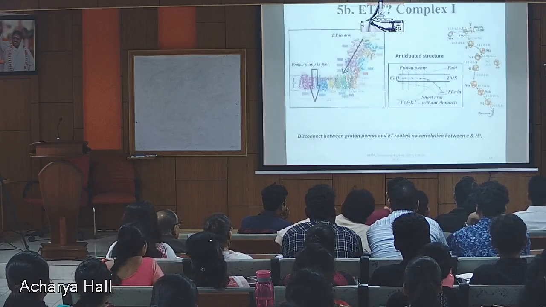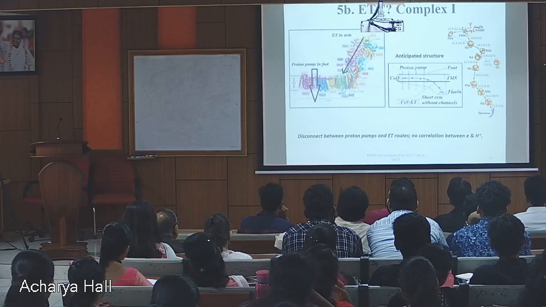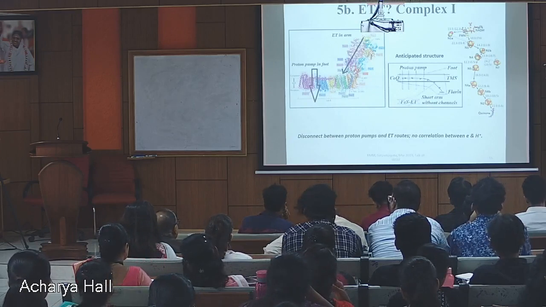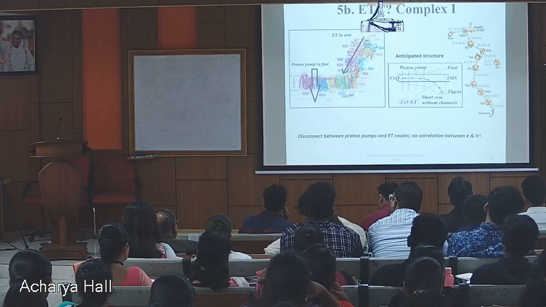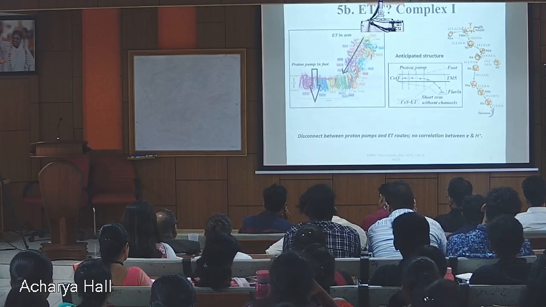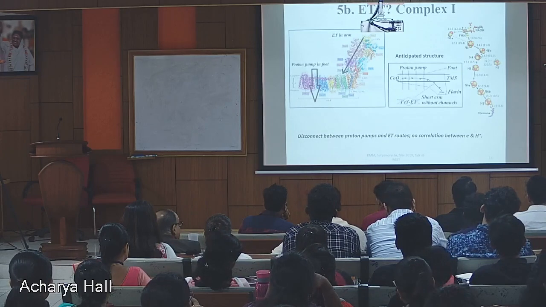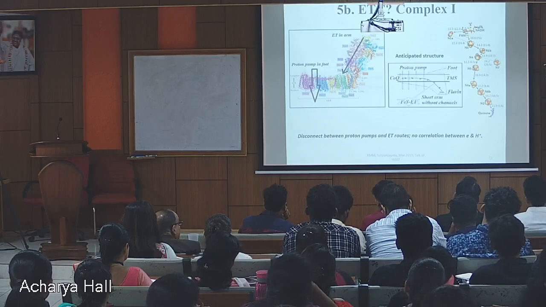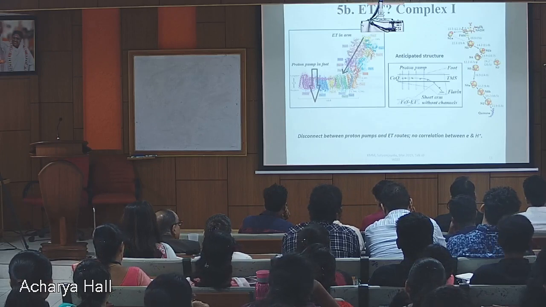All right. So here is something that I want to show you. I think we will come to this again. Here is the electron transport chain, multiple iron, sulfur, flavin, all that. This is complex 1. Electron transport occurs here, proton pump occurs here. No connection. Multiple electron transport iron sulfur centers.